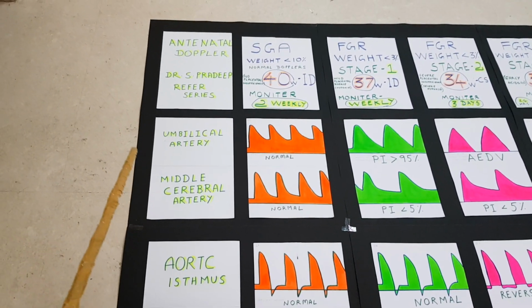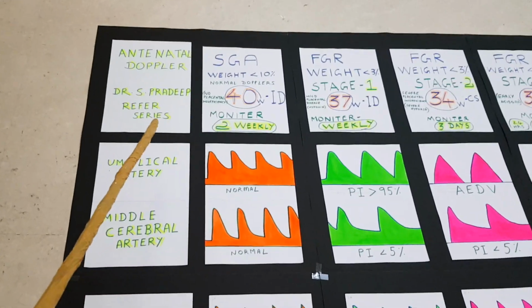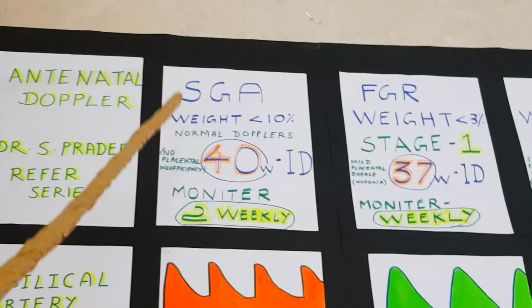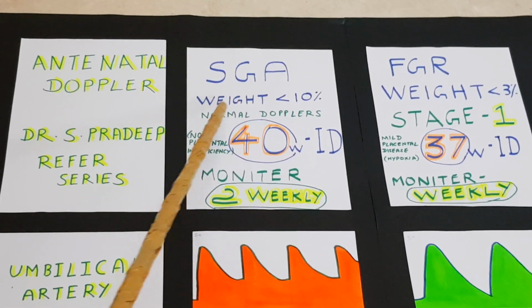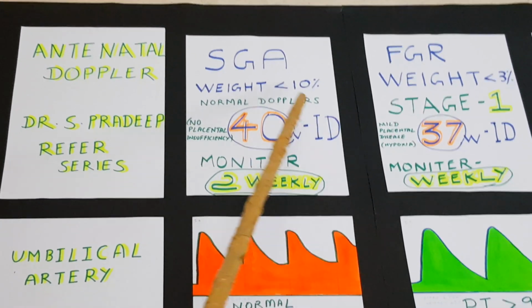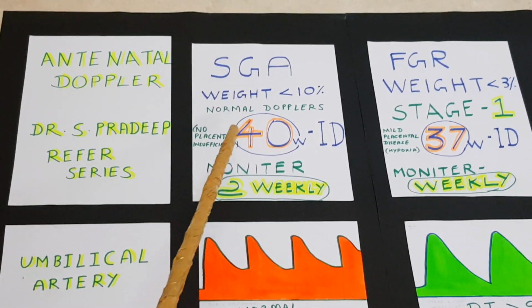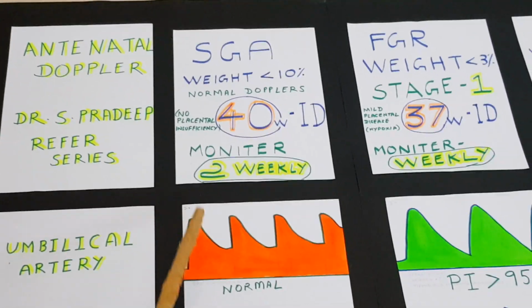Now the first scenario we will deal with is the small for gestational age fetus. Here you can see SGA, weight less than 10th percentile. The Dopplers are normal. So an SGA fetus is one where there is no placental insufficiency. Now let us look at the Dopplers.